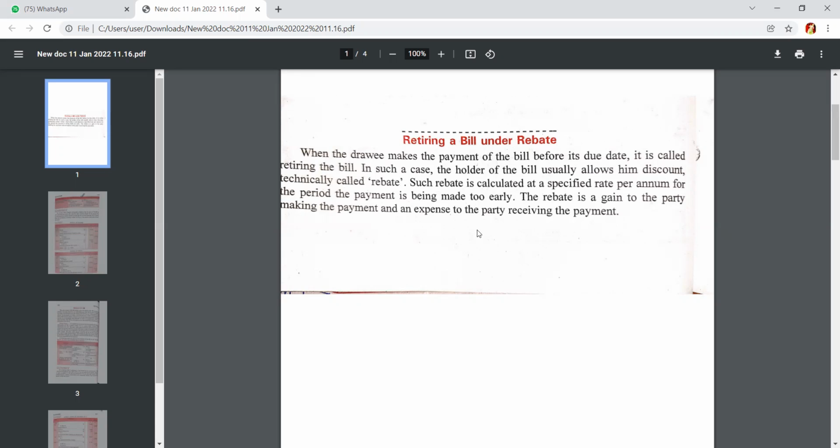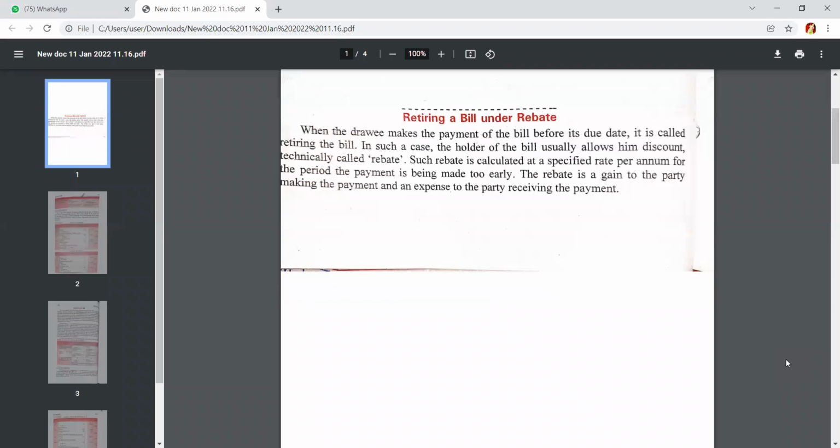Such rebate is calculated for the specified time period, because the discount is always given per annum. The rebate is an income to the party making the payment and an expense for the party receiving the payment.